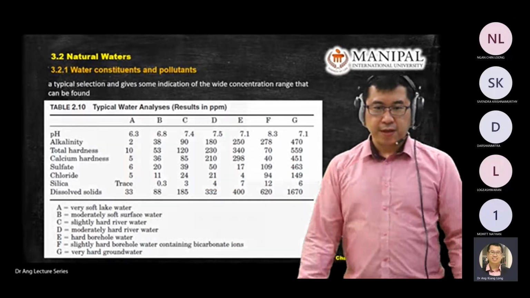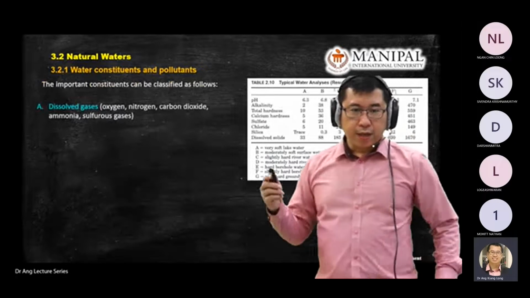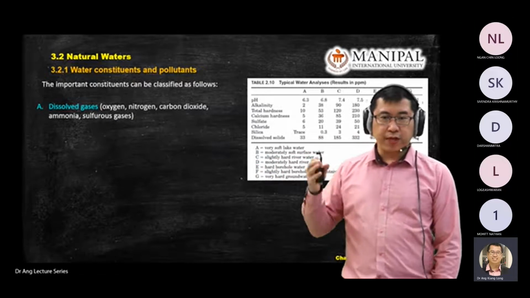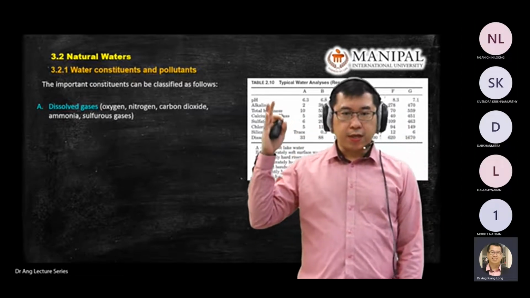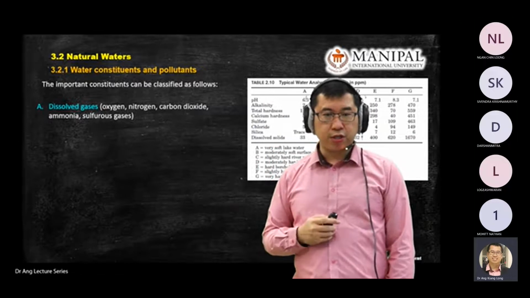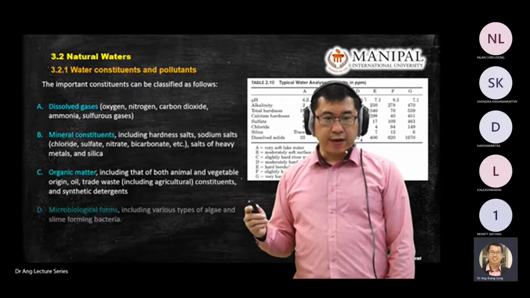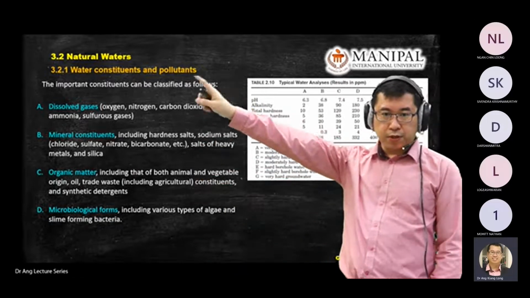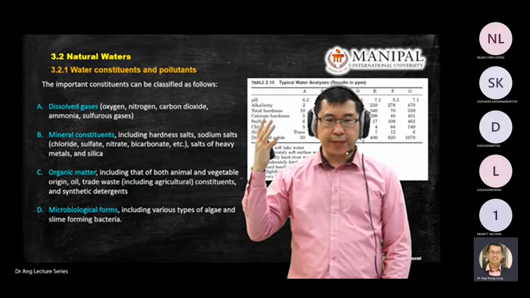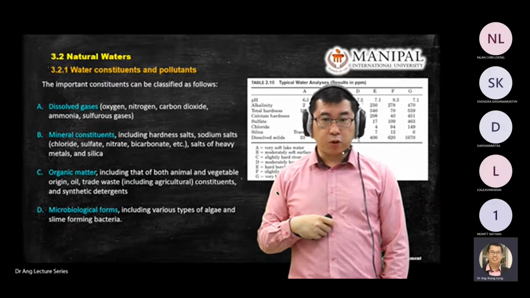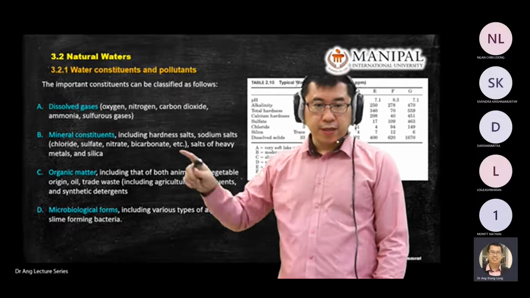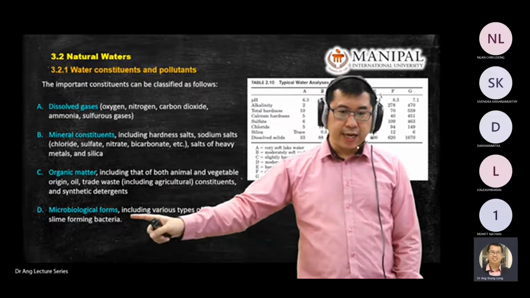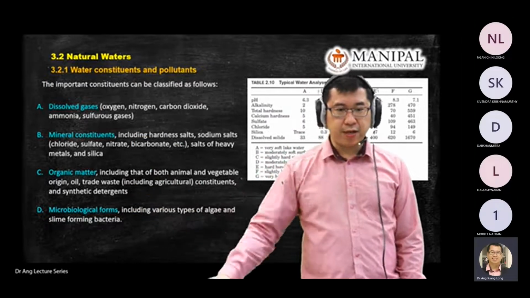Next one. A few pollutants that we need to be careful about when you run water treatment. We're going to look at 4 areas when it comes to natural water. Natural water has 4 big groups. When you talk about pollutants, we talk about corrosion elements. First, gases. Second, minerals. Third, organic matter. And microbiological form, which is bacteria.